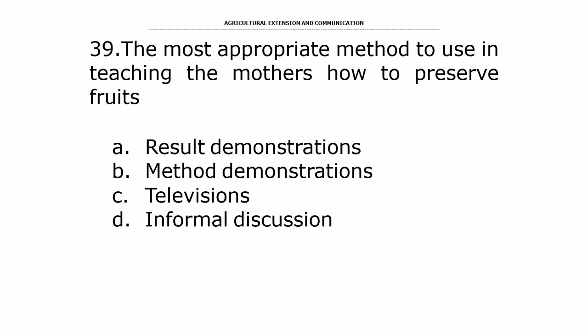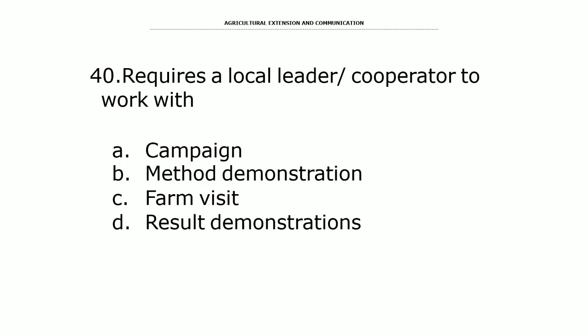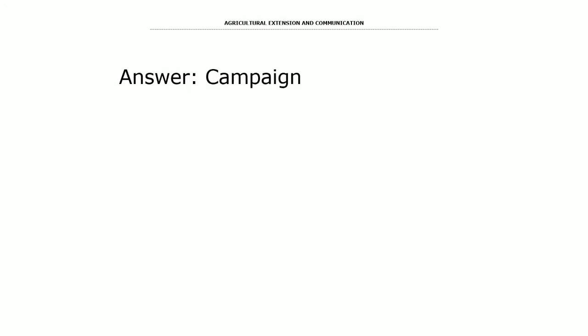Number 39. The most appropriate method to use in teaching the mothers how to preserve fruits. A. Result demonstrations. B. Method demonstrations. C. Televisions. Or D. Informal discussion. The answer is method demonstrations. Number 40. Requires a local leader or cooperator to work with. A. Campaign. B. Method demonstration. C. Farm visit. Or D. Result demonstration. The answer is campaign.